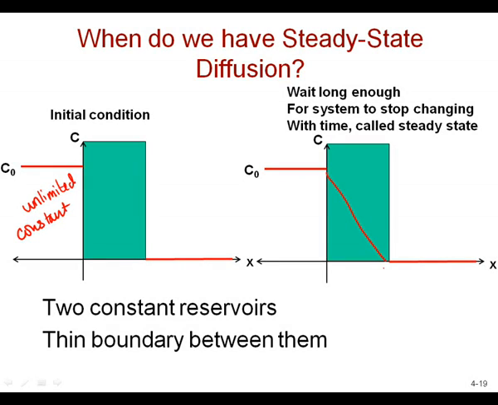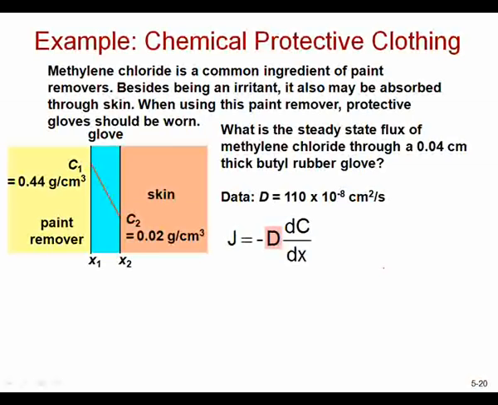Now, in general, steady state is not that common. I mean, there's certainly applications where it happens or where it's a very good approximation of what's going on. But non-steady state diffusion is a lot more common. But one example where steady state diffusion does happen is with chemical protective clothing, so basically gloves, okay? So you think of a rubber glove or a nitrile glove or some kind of glove that we're going to wear. So here, on one side, we'll have a certain concentration of, in this example, paint remover.